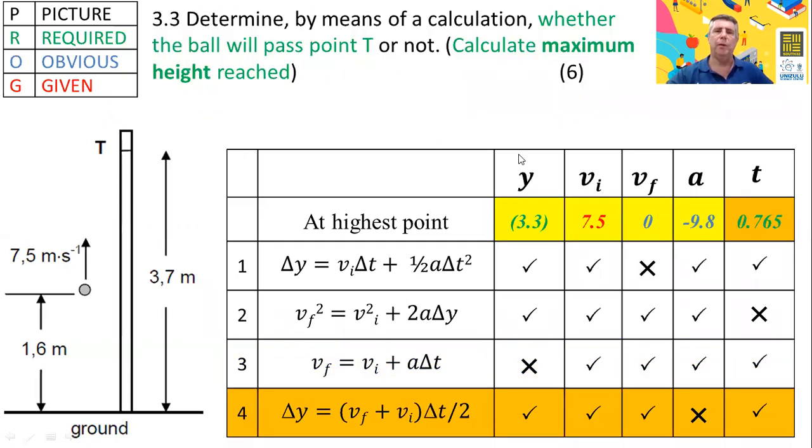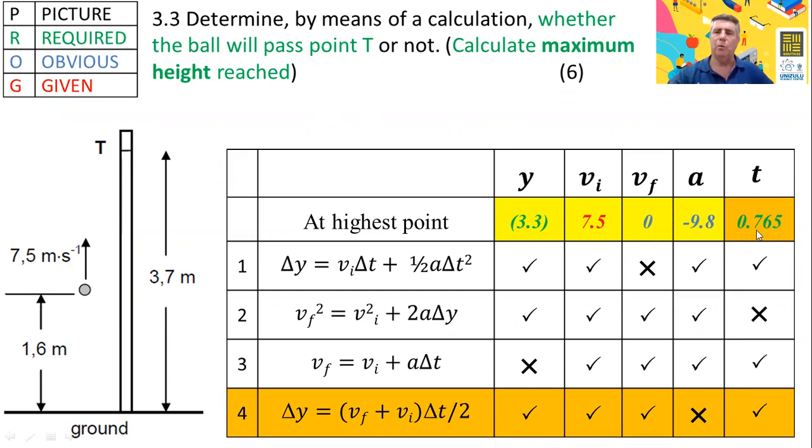3.3 says determine by means of a calculation whether the ball will pass point T or not. Remember, we said what they're basically asking you to do is to calculate the maximum height reached and see if that is greater than 3.7 meters, not forgetting that the ball starts 1.6 meters above the ground. So we've carried forward the answer from the previous question. T is 0.765, and we're free to use that without fear. And we are looking for y in this case.